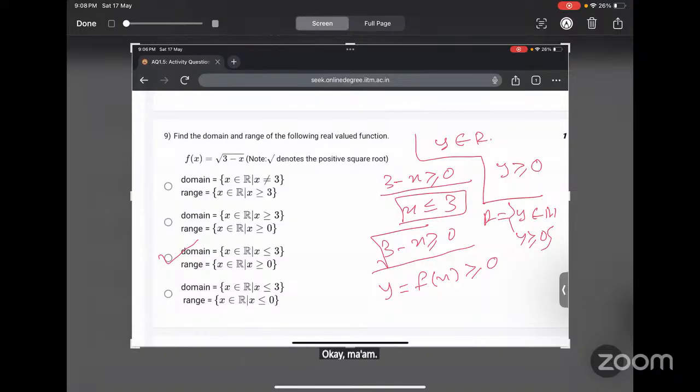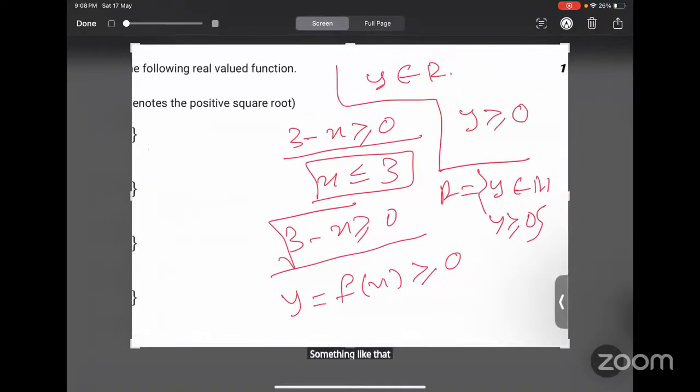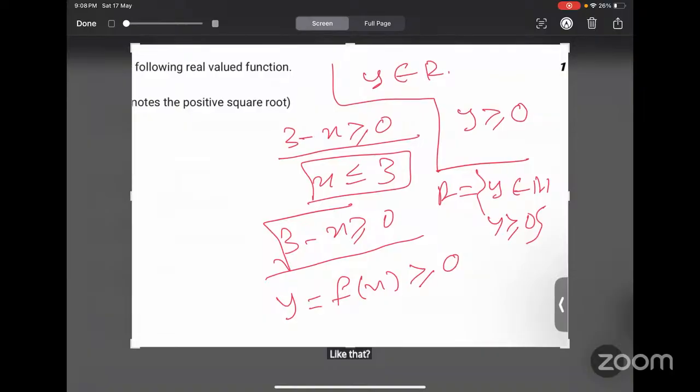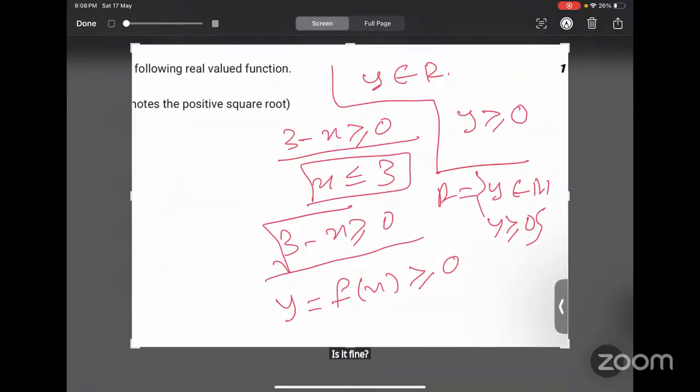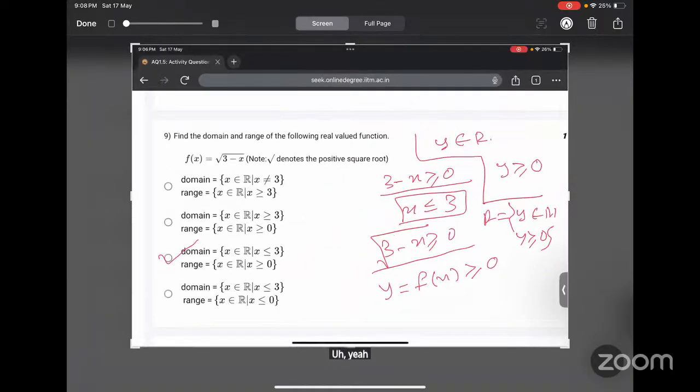Clear? Yes, clear. Just hang on, ma'am, let me just screenshot it. Okay, sure. Ma'am, can you close that little window? Is it fine? Yeah. Can you zoom out, ma'am? Yeah.